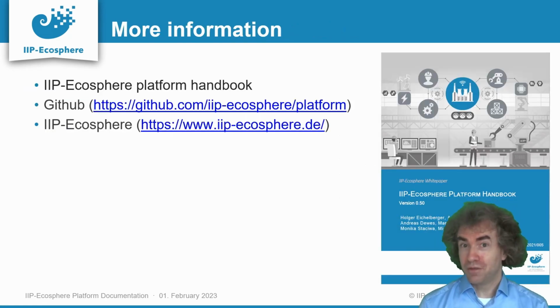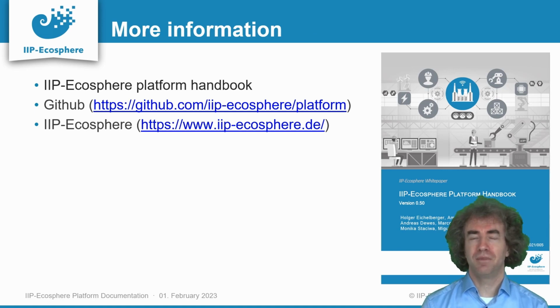There is much more information about the platform that you might be interested in, more information than we could put into videos. So basically, we have the platform handbook that not only explains how to work with the platform, but also how it is designed and why things are done the way we did it. There is the full code on GitHub with all documentation and additional information. And of course, there's the IIP-Ecosphere website, where you can have a look at ongoing and further activities in IIP-Ecosphere in addition to the IIP-Ecosphere platform.